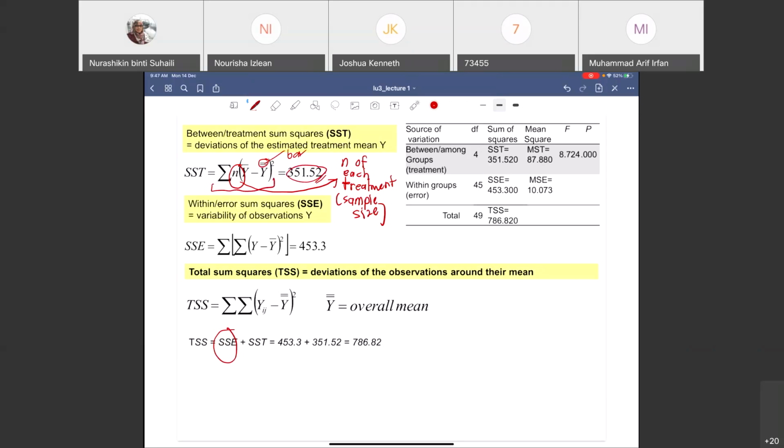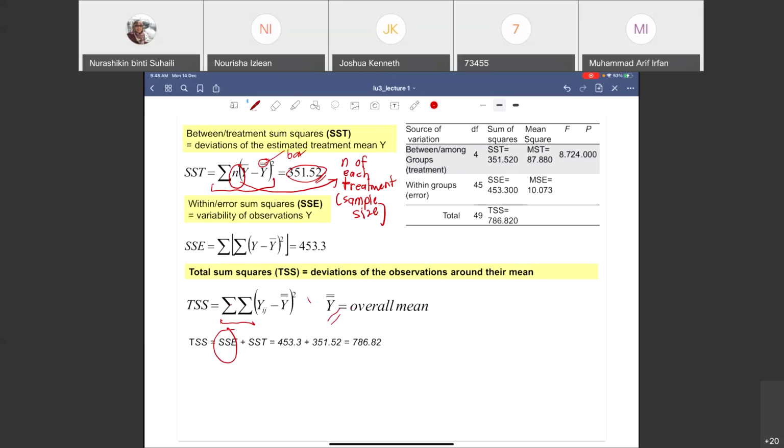Now let's move to TSS. TSS is given by this formula. You can see there is a double summation, so this is the thing you have to be careful about. I'll show you after this how to do it, but please take note that there are two summations, and in brackets y_ij minus y double bar squared, where y double bar is the overall mean.